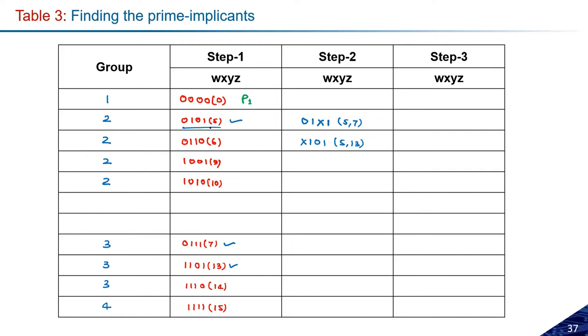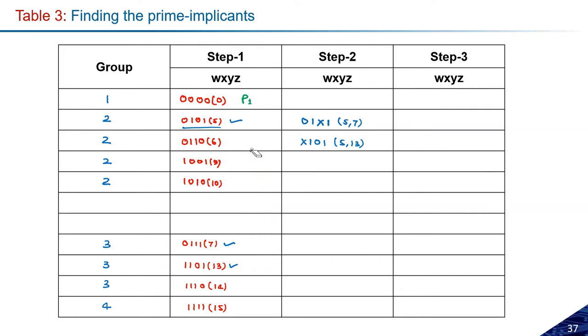Yes, this is possible. So what I just said: if I am considering group 2, then all the possible combinations of group 2 need to be tried with group 3. So 5 with 7, 5 with 13, 5 with 14. The next try will be 6 with 7, 6 with 13, and 6 with 14. So this is how we need to consider. Got it, sir. Okay.